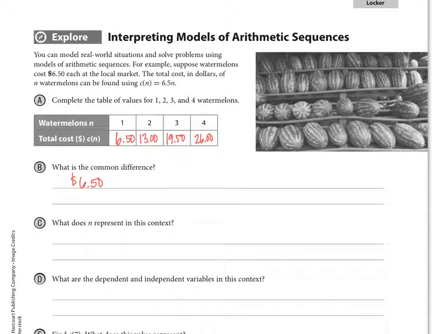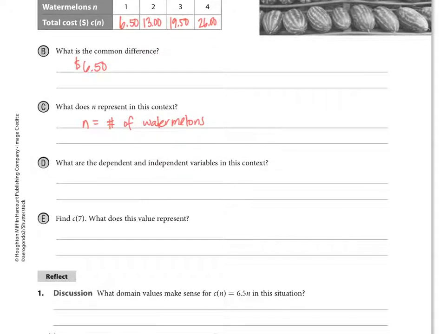And what does n represent in this context? And it does tell you that in the situation, it describes it's the number of watermelons. Part D, what are the dependent and independent variables in this context? So our independent, remember, is n, and that represents the number of watermelons. Same thing as part C.